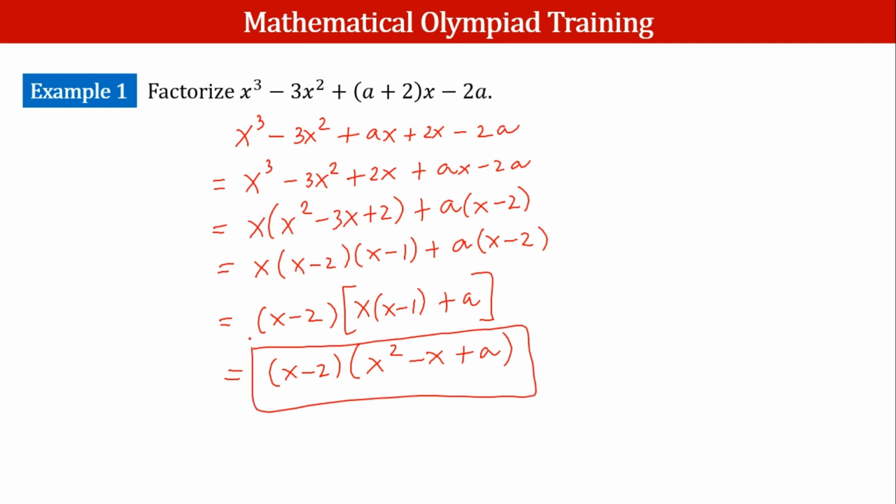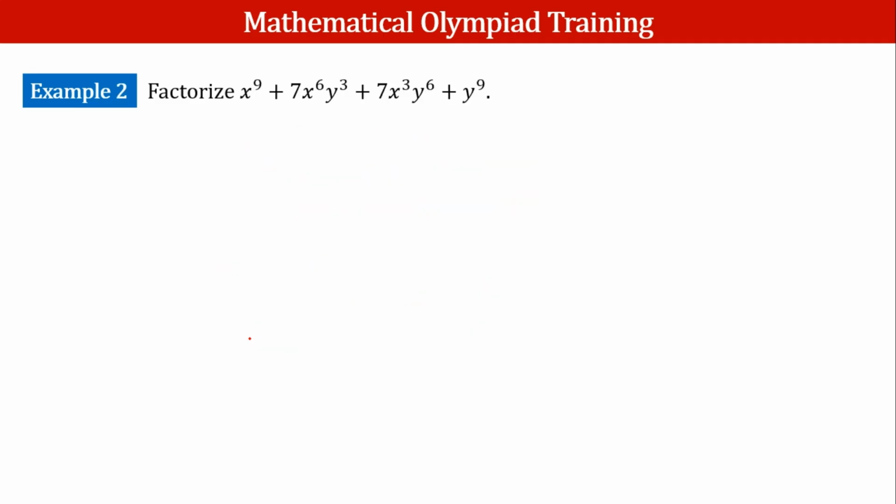Okay, second example. Factorize x raised to 9 plus 7x raised to 6 y cubed plus 7x cubed y raised to 6 plus y raised to 9. Notice that if we group x raised to 9 and y raised to 9, we can actually form a sum of cubes. Alright, because x raised to 9 is the same as x cubed raised to 3, and y raised to 9 is the same as y cubed raised to 3.